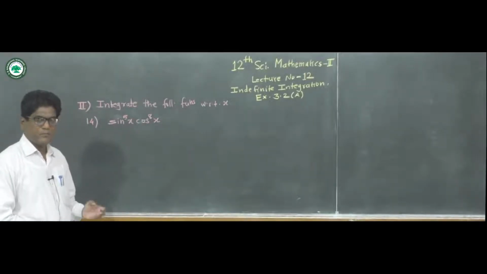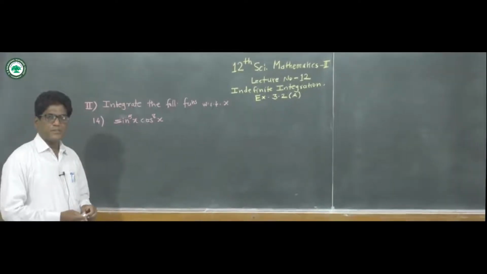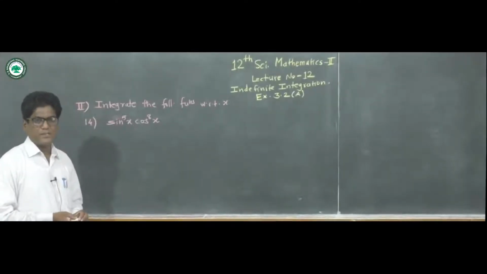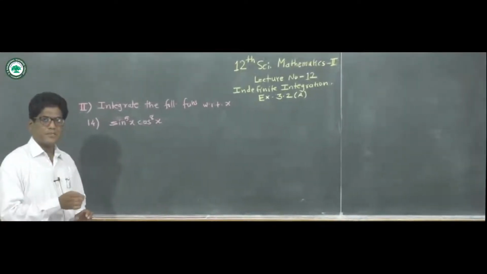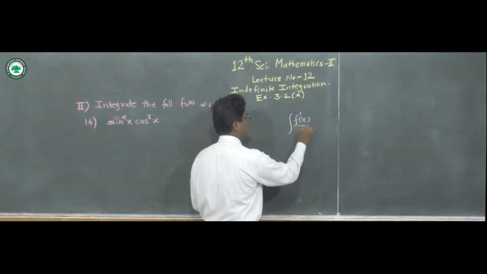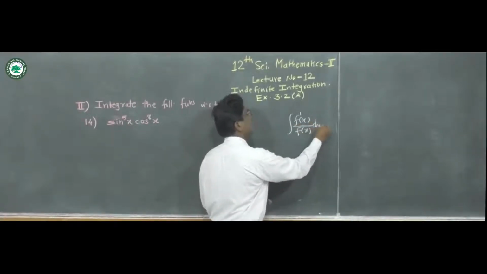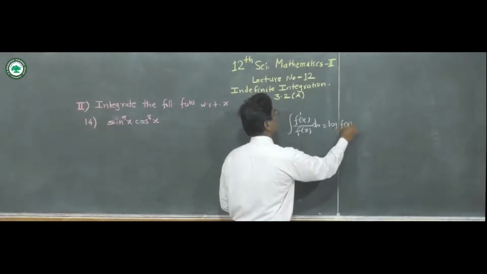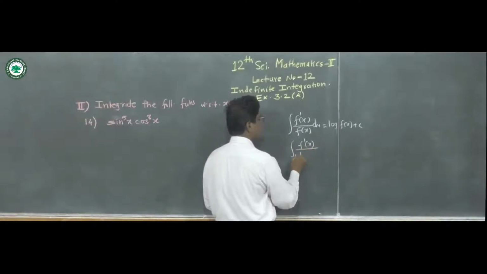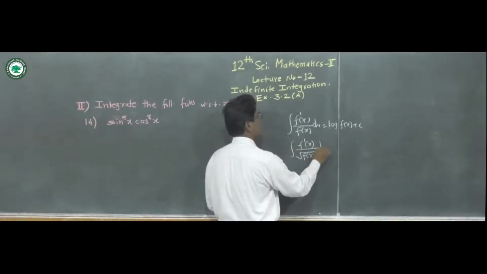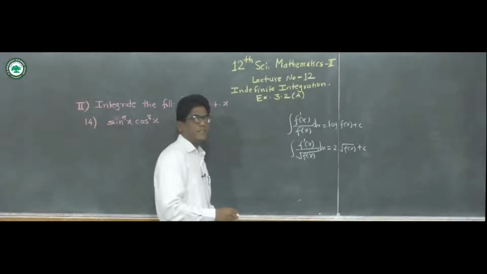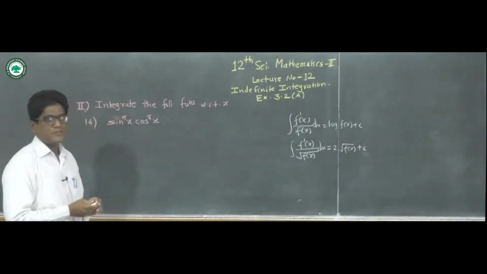Now here we see the problems depending on the method of integration by substitution and two important corollaries. Integration of f dash of x upon f of x dx is equal to log of f of x plus constant of integration, and integration of f dash of x upon root of f of x dx is equal to 2 times root of f of x plus constant of integration. We know these two corollaries and also the substitution method.